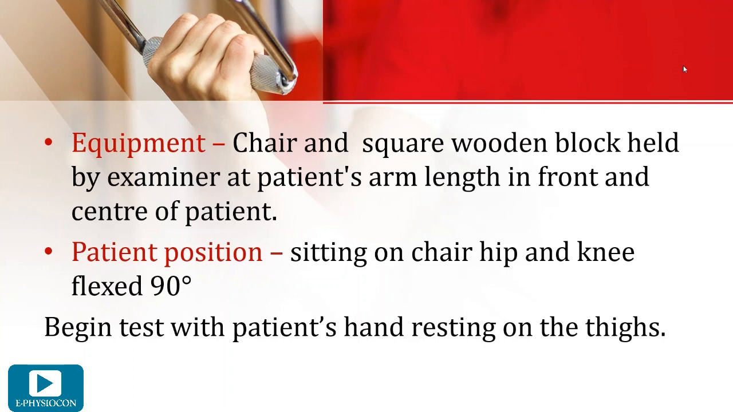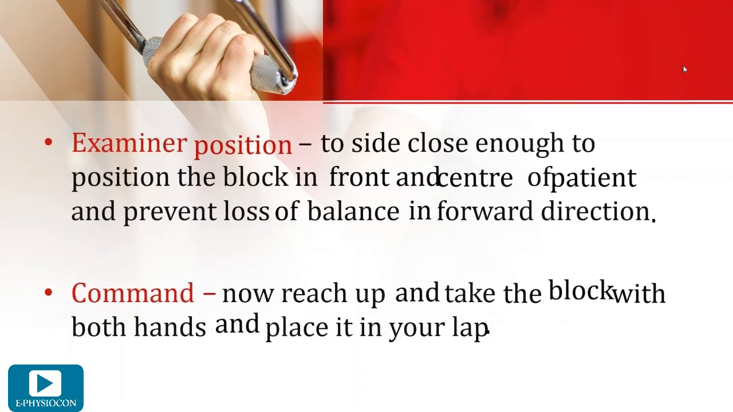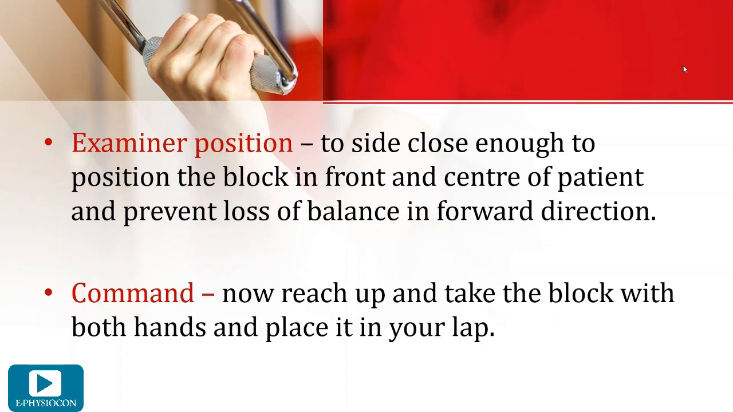Patient position: same as before, comfortably seated on the chair with hip and knee at 90-degree flexion. At the beginning of the test, the hands of the patient should rest on the thighs. Examiner position: to the side, close enough to position the block in front and center of the patient and prevent the loss of the forward direction.